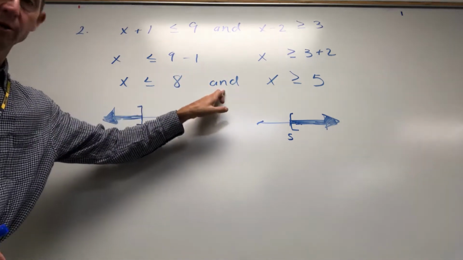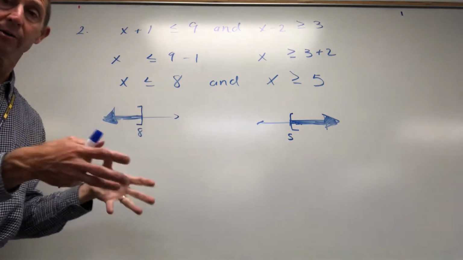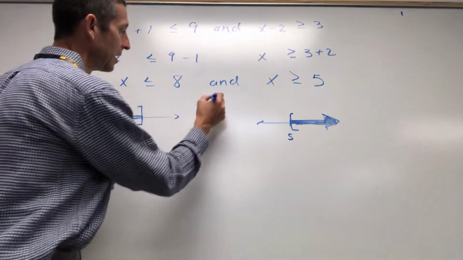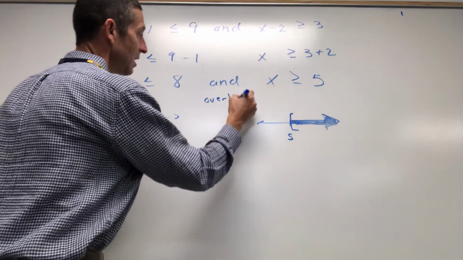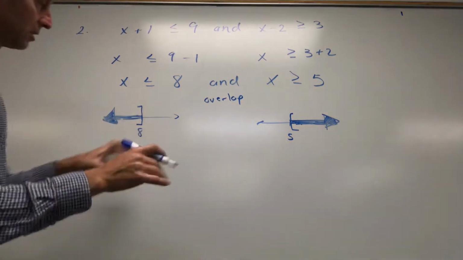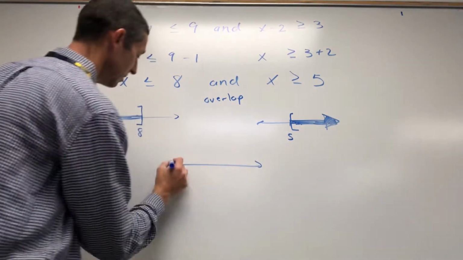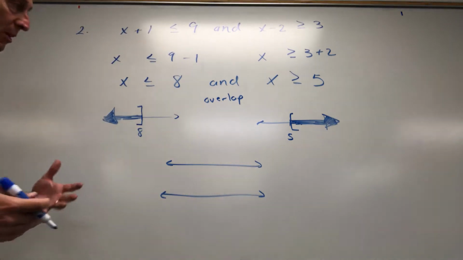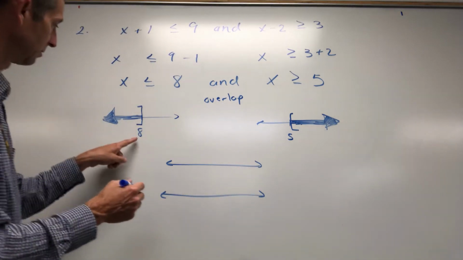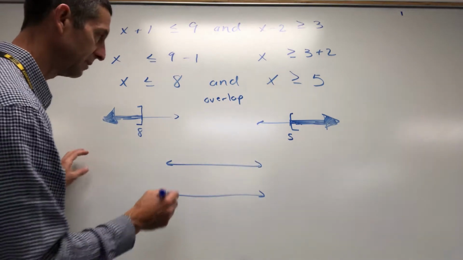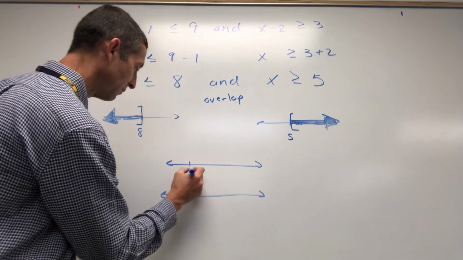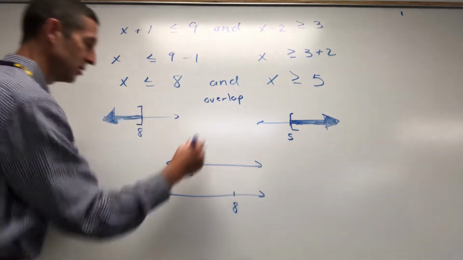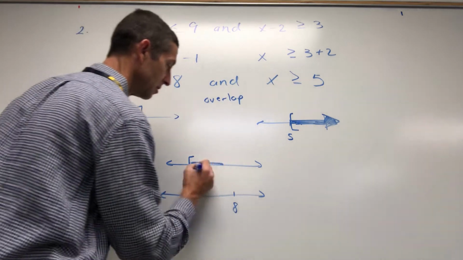Now, this word is and, so when we put our line graphs together, the way I always remember this is and wants the overlap. So when I look at these two graphs, I just want to represent the overlap of them. This is an 8 and this is a 5. So a 5 would be first and then an 8 would be second. All right, let's do this graph first.